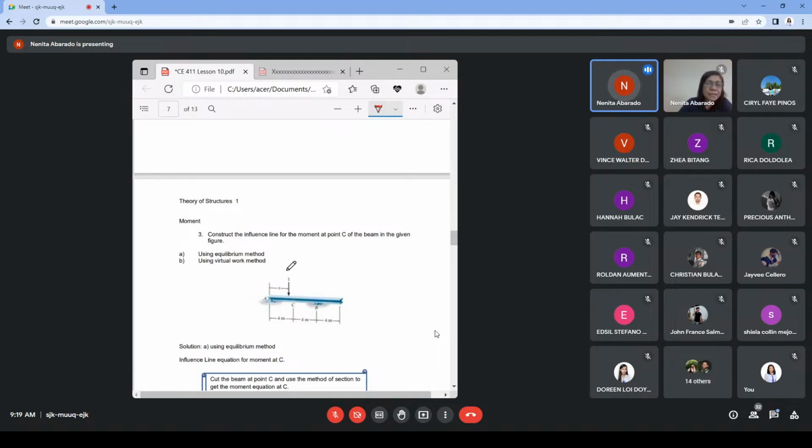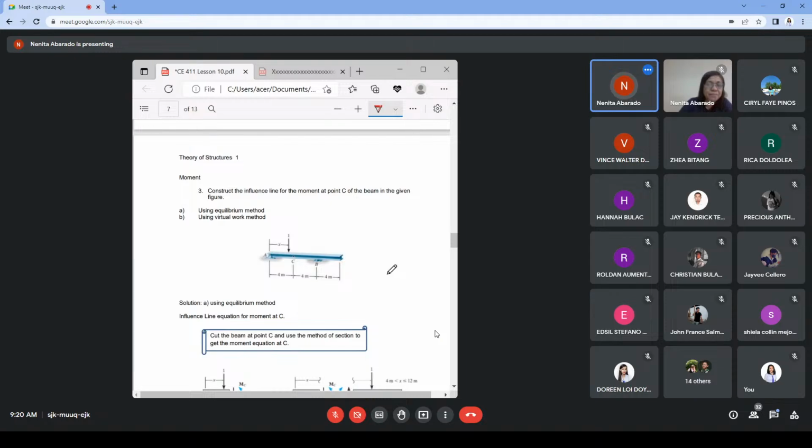Okay, class. So let us now have the moment. Can we continue? Moment, class. So we're going to construct the influence line for the moment at point C. Let's say the same point C, but this time, it is already a moment. And take note, class, na nagbago na ako ng B, para makita niyo yung difference. Can you observe it, class?